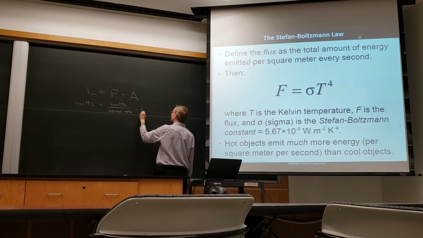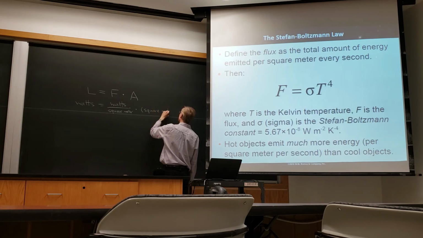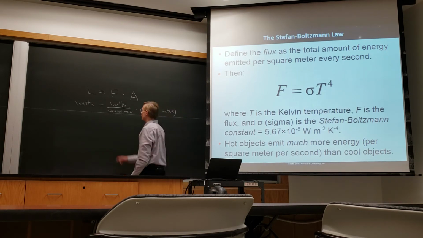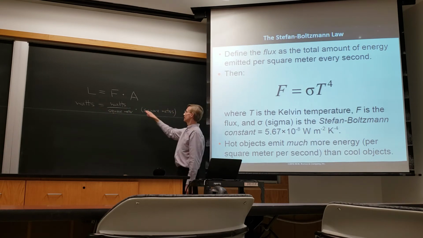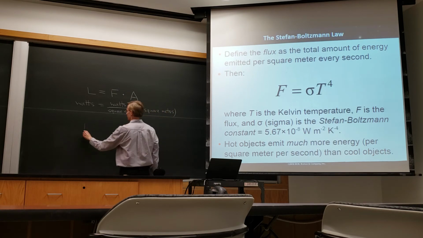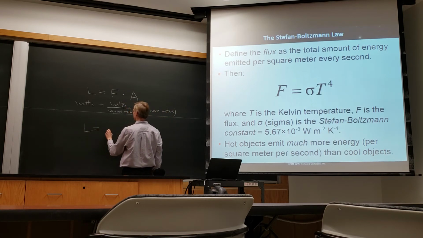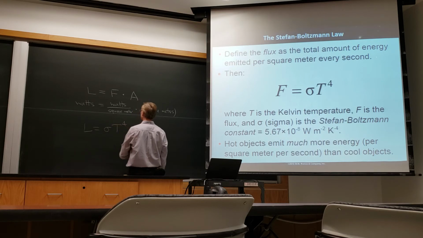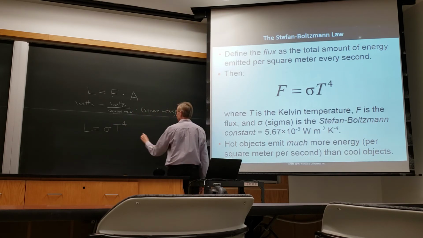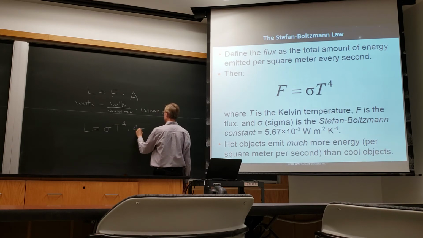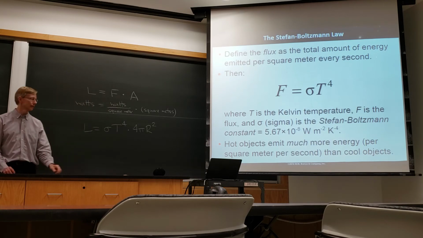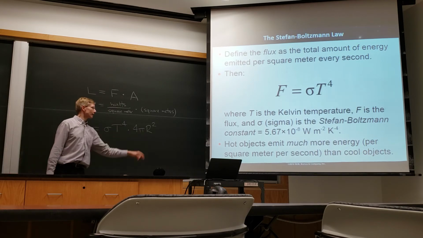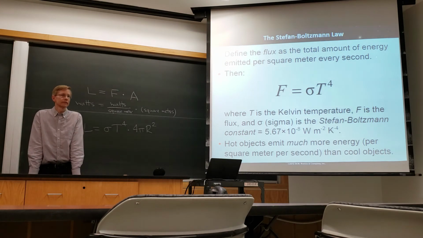And the area is the total number of square meters. So the total number of watts is the number of watts coming out of each square meter times the total number of square meters. The flux times the area. Put another way, the luminosity is sigma T to the fourth power, that's our expression for the flux, and the area of the star, if it's spherical, is going to be 4 pi times its radius squared. That's the other way we looked at it. It's related to the surface temperature of the star and the radius of the star are tied in there as well.